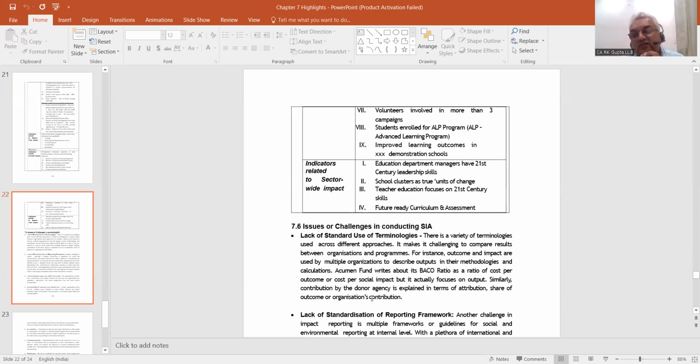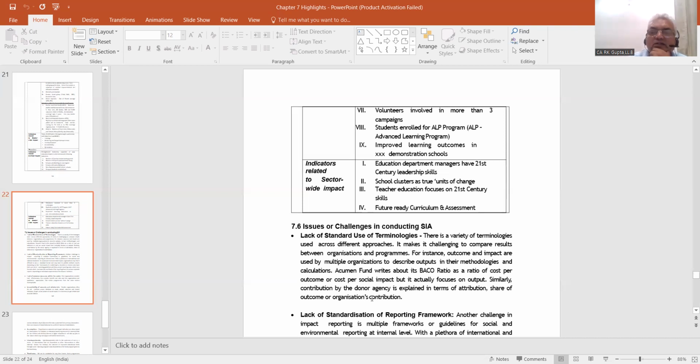First is lack of standard use of terminology. There is a wide variety of terminologies used across different approaches, so it makes it challenging to compare results between organizations and programs. For instance, outcome and impact are used by multiple organizations to describe output in their methodology and calculations. Acumen Fund writes about its BACO ratio as a ratio of cost per outcome or cost per social impact, but it actually focuses on output.